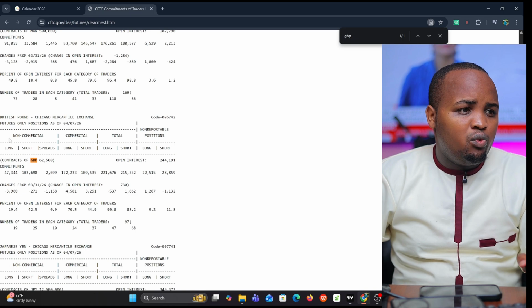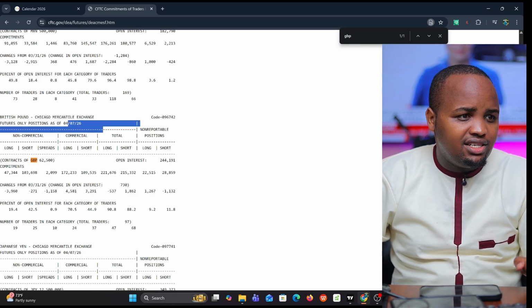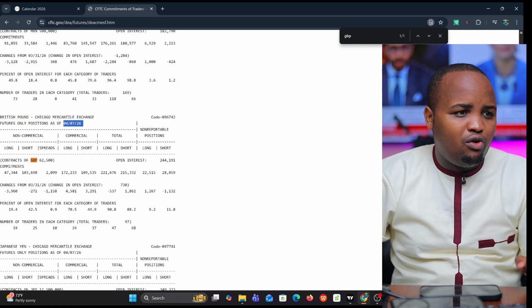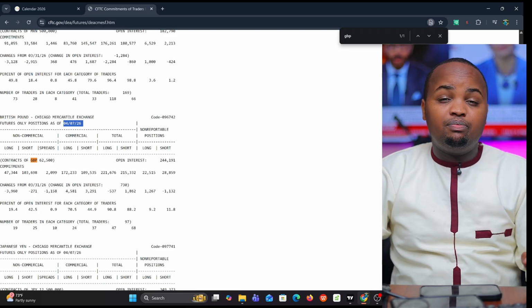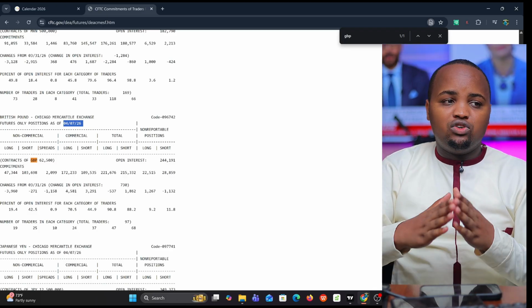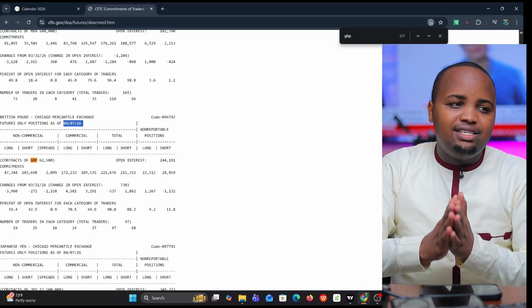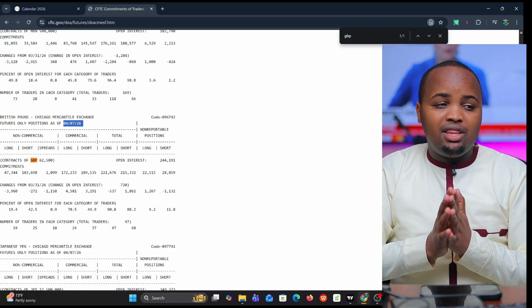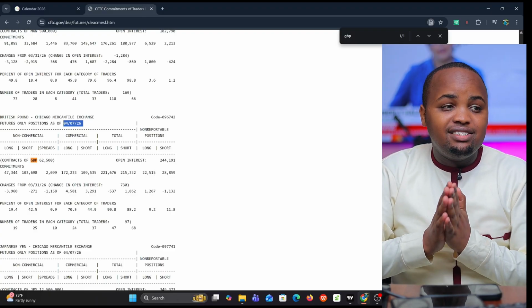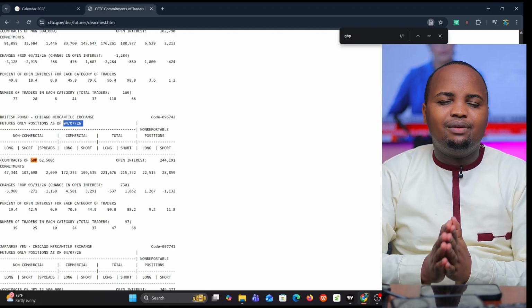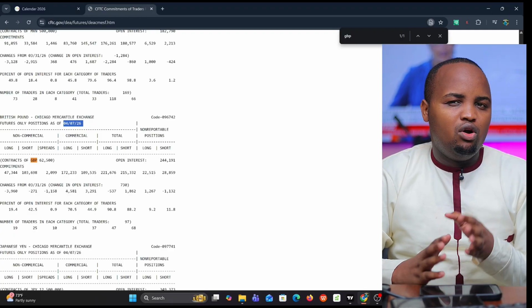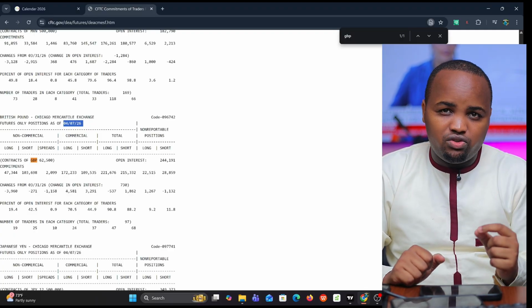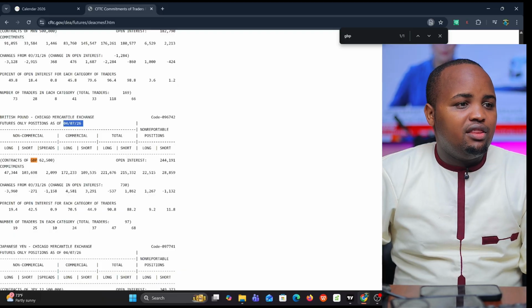Now look at this. This is the date, 04/07/2026. That means this data was compiled on the 7th of April 2026. But remember, this data is released on Friday, that is after 3 days. That means this data was released on the 10th of April 2026.